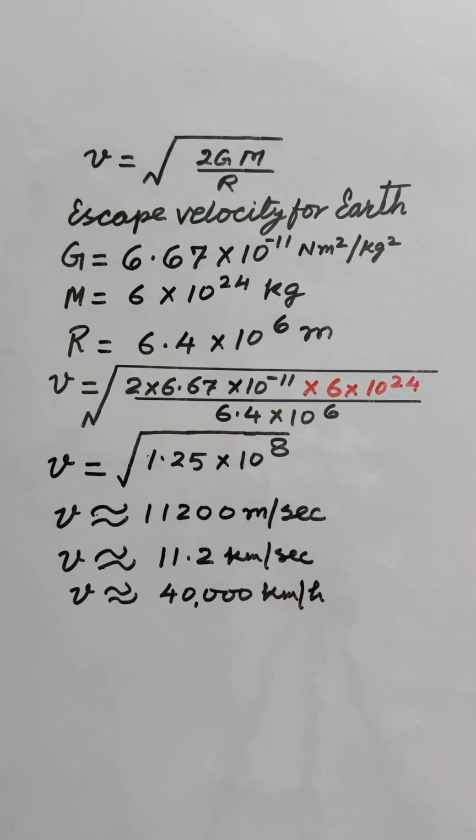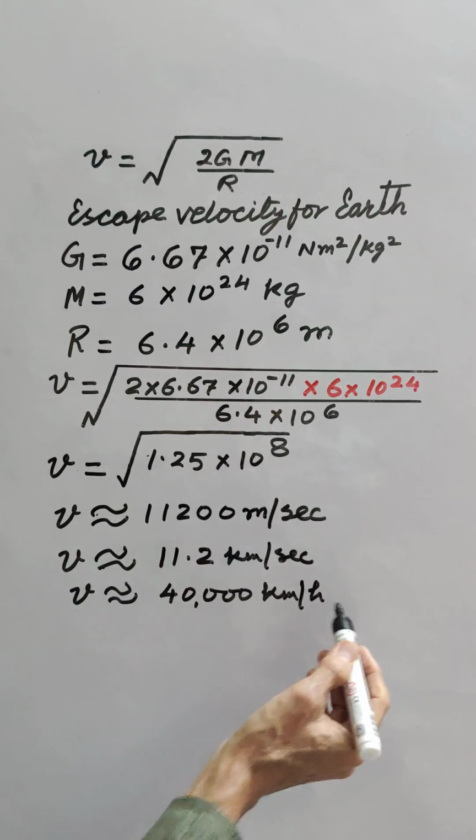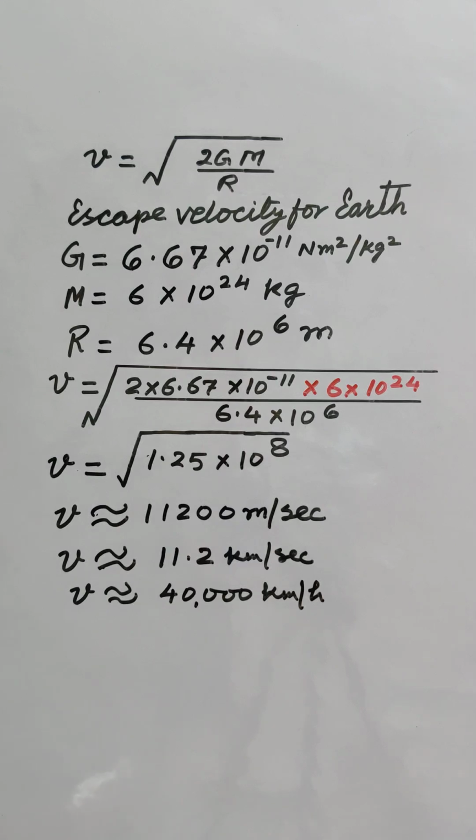Could a car ever reach it? Comment below. A car can never reach this velocity, 40,000 kilometer per hour. This is our final answer, or final derived value of escape velocity.